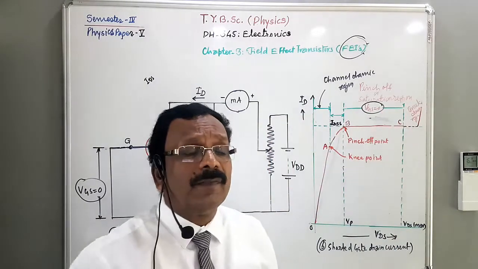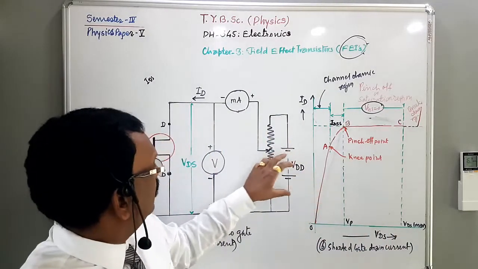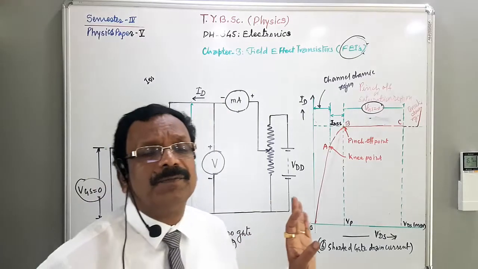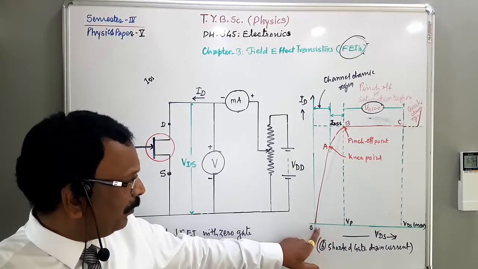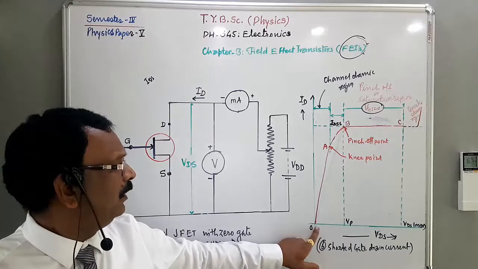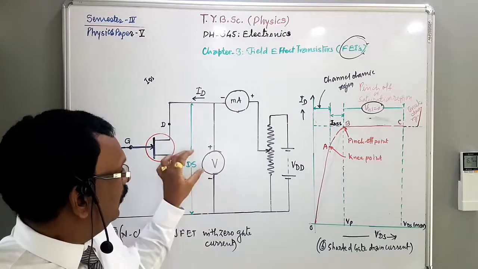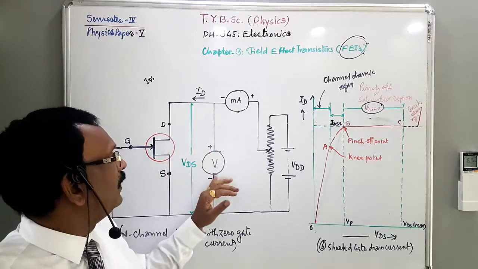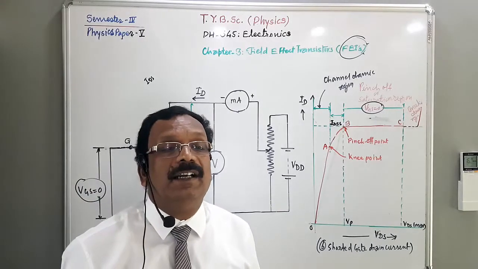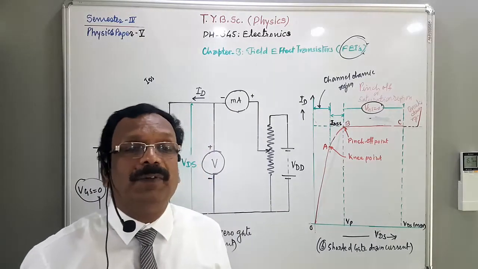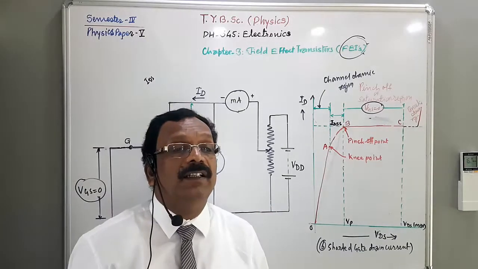When VDS, that is the drain to source voltage, is 0, obviously current is 0. When this voltmeter indicates 0 volt, at this time the drain current ID must be 0. And the voltage between the gate and all the points in that channel is also 0.